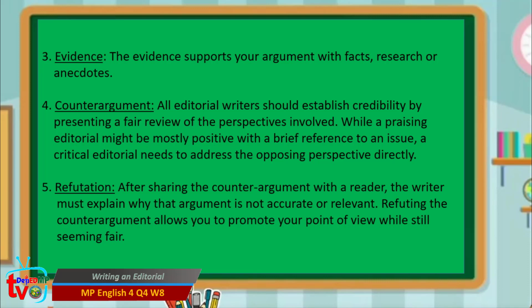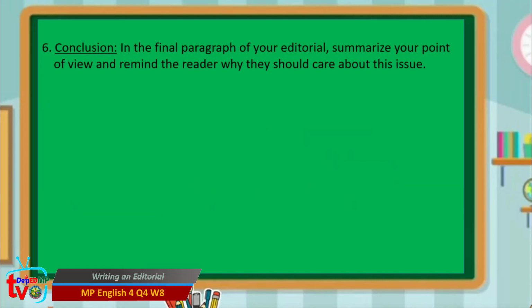Number five, refutation. After sharing the counter-argument with the reader, the writer must explain why that argument is not accurate or relevant. Refuting the counter-argument allows you to promote your point of view while still seeming fair. And number six, conclusion. In the final paragraph of your editorial, summarize your point of view and remind the reader why they should care about this issue.